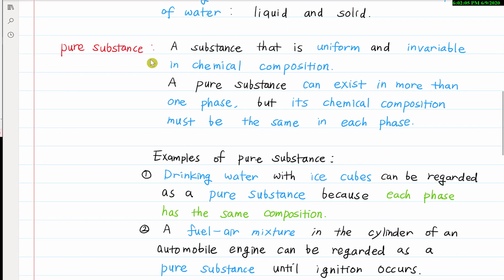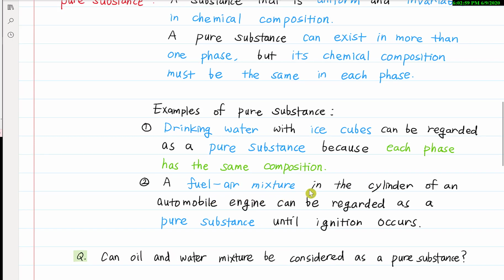A pure substance is a substance that is uniform in chemical composition. So it does not have to be a single chemical composition. It may be a mixture of various elements or compounds, and it can exist in more than one phase. For example, water with ice cubes can be regarded as a pure substance because each phase has the same composition. So water in liquid phase and ice in solid phase both have the H2O, same chemical composition.